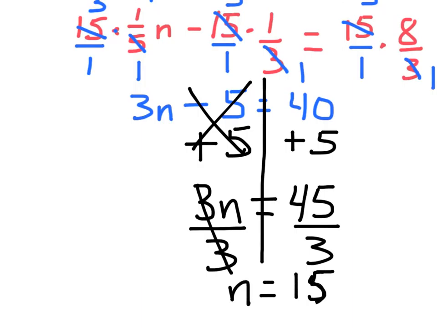So whether you want to add and subtract with the fractions like we did in example 1 with the fractions, or if you want to multiply by the least common denominator and get rid of the fractions and solve, either way will give you the same solution.